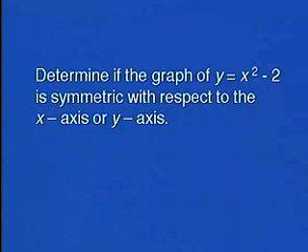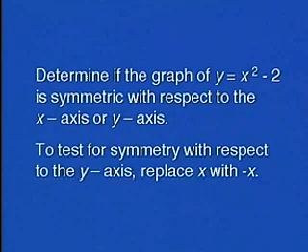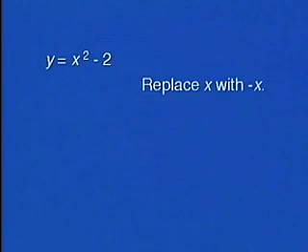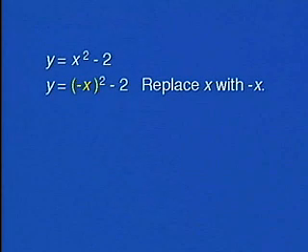Let's say we want to determine if the graph of y equals x squared minus 2 is symmetric with respect to the x-axis or the y-axis. Well, to test for symmetry with respect to the y-axis, it means to replace x with negative x. We're using the idea that when we're symmetric about the y-axis, the ordered pair (x, y) and the ordered pair (-x, y) both will occur on the graph. So let's go ahead and do that. We'll take our original equation. We'll replace x with negative x. Notice that we carefully substituted in negative x using parentheses. That's very important. And then we go about simplifying the resulting equation.